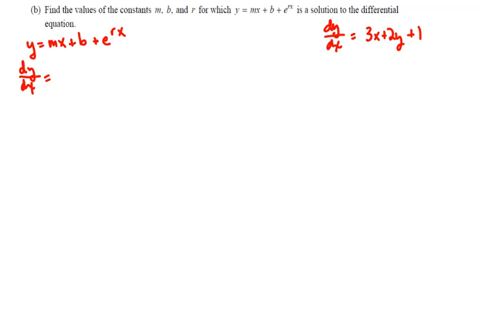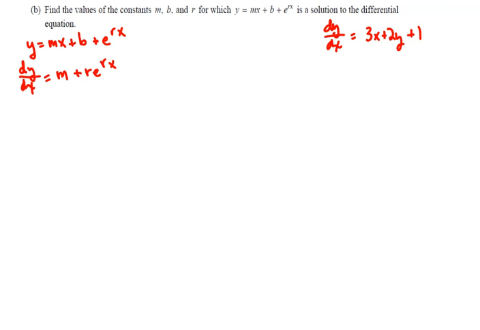Well, the derivative of mx is just m, and since b is a constant, its derivative is 0, and the derivative of e to the rx is going to be r e to the rx by the chain rule.